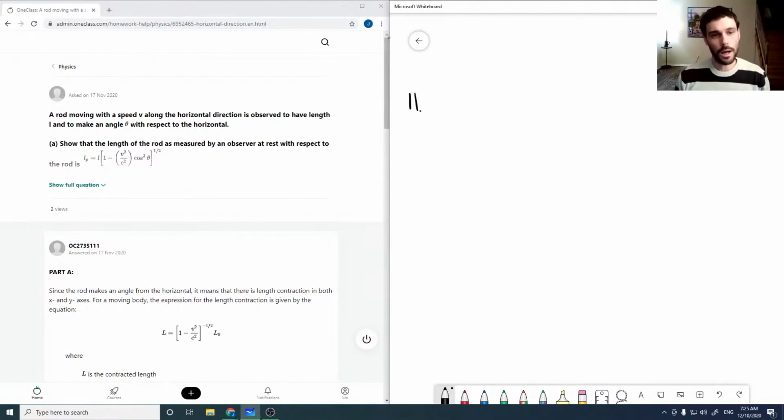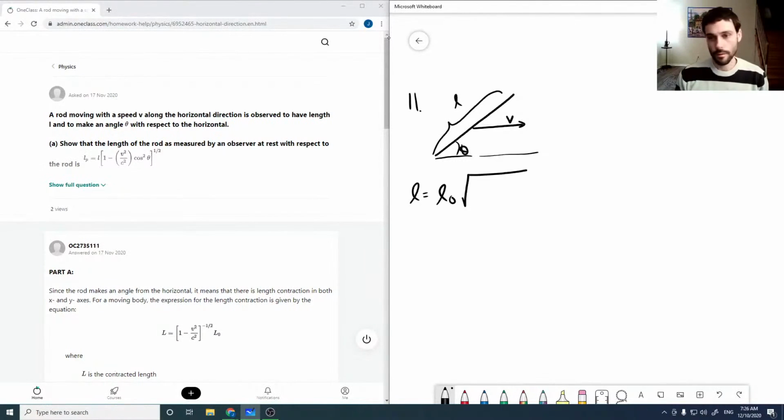So we've got a rod of length L, which is at some angle theta with respect to the horizontal, and the rod's moving with a velocity v. We're going to show that the rod, as observed by an observer, is compressed. So we're going to use our special relativity equations, which has this form. But now we're at an angle.